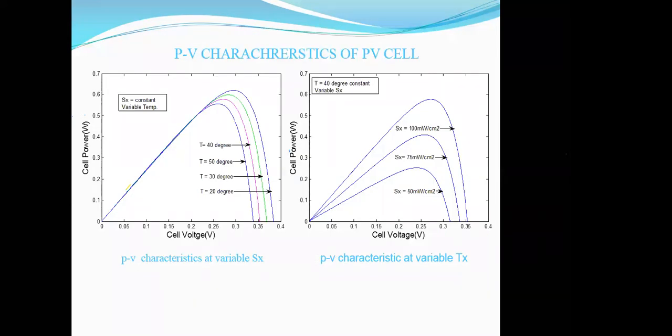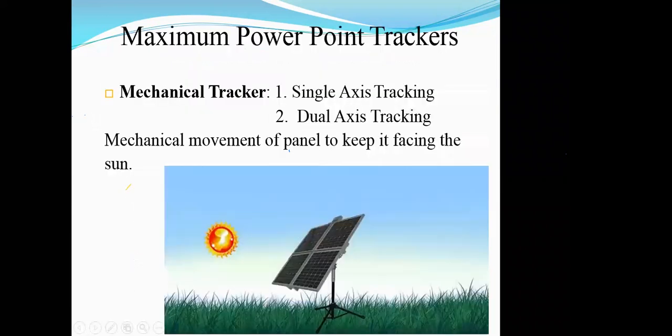One more thing I would like to add in this is how to track the maximum power. As I've already discussed, this is the maximum power which is there, and we want to track this maximum power. So there are basically two types of tracking available. One is mechanical tracking, another is electrical tracking.